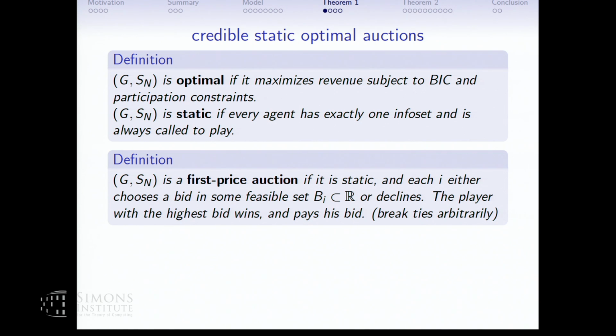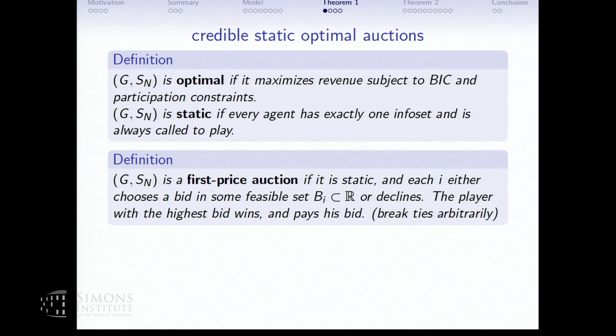Okay, so now we're going to move to the benchmark auction laboratory. A protocol is optimal if it maximizes revenue subject to BIC and participation constraints. It's static if every agent has one information set and is always called to play.